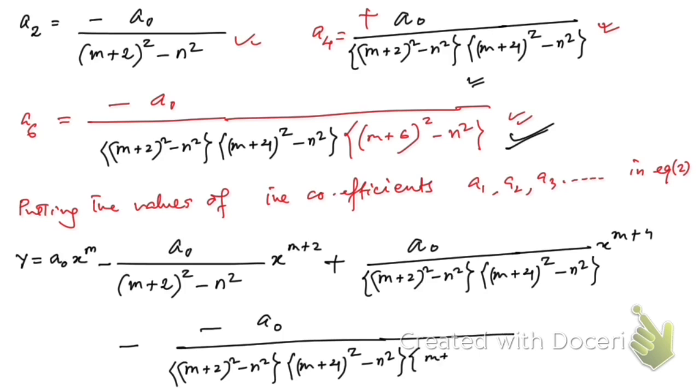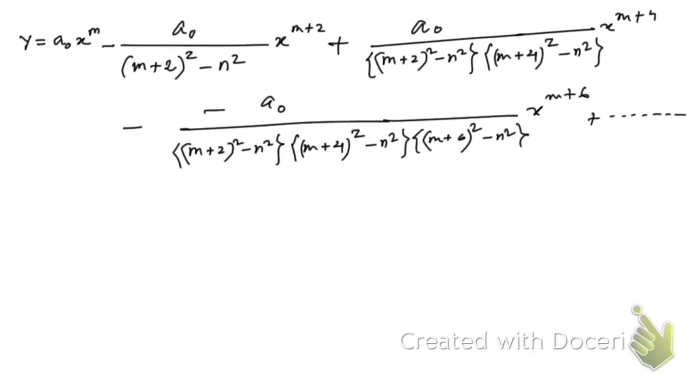Into m plus 6 whole square minus n square, and x to the power m plus 6, plus dot dot dot, and so on. That's how we're going to have it. Now let me copy this final result that we have got in this slide and go to the next slide. So here is a new slide. Here is the last result we have got.